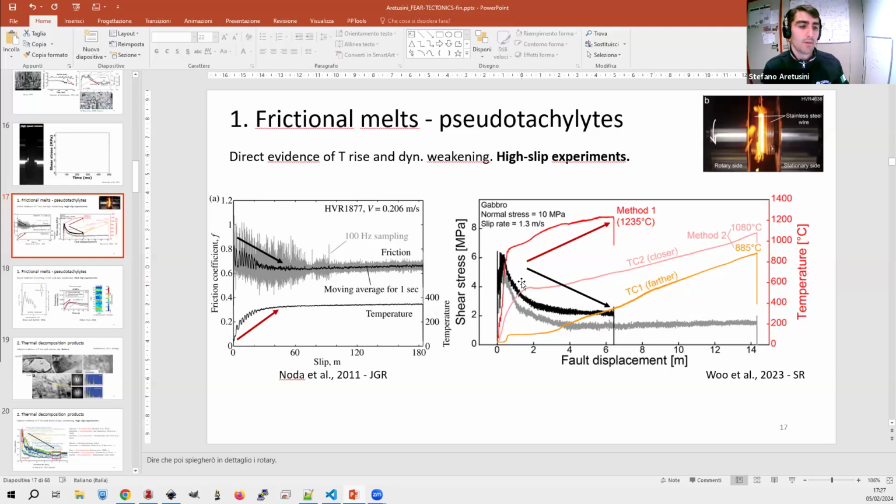In many modeling papers, they assume a 100 micron wide principal slip zone, for example. But with time, this temperature anomaly is diffusing away, and so larger and larger volumes of rock next to the principal slip zone are involved by this temperature anomaly. Thank you. Very nice points.